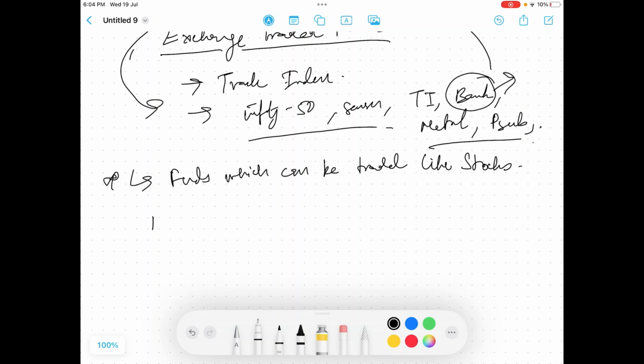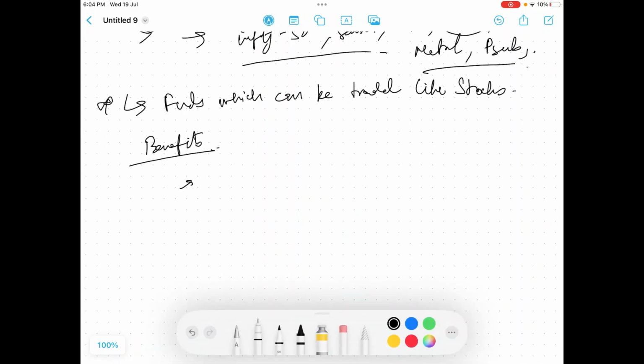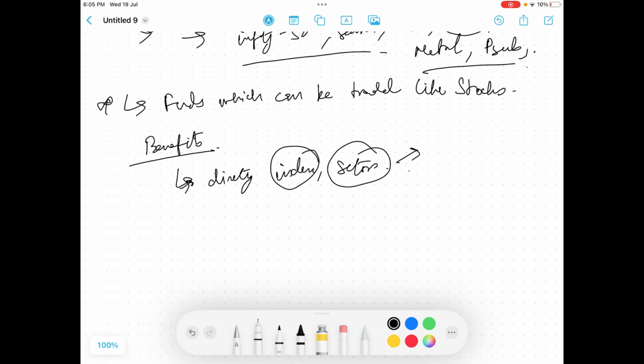Now talking about the benefits, right? The most important thing, as I mentioned, is that you can directly invest in an index or a particular sector. So you can buy the index itself or the sector itself. So your margin of risk gets reduced, rather than betting on a particular stock. You are going forward with a particular index or a sector which you feel can do well. So this gives an option of buying the index directly, right?